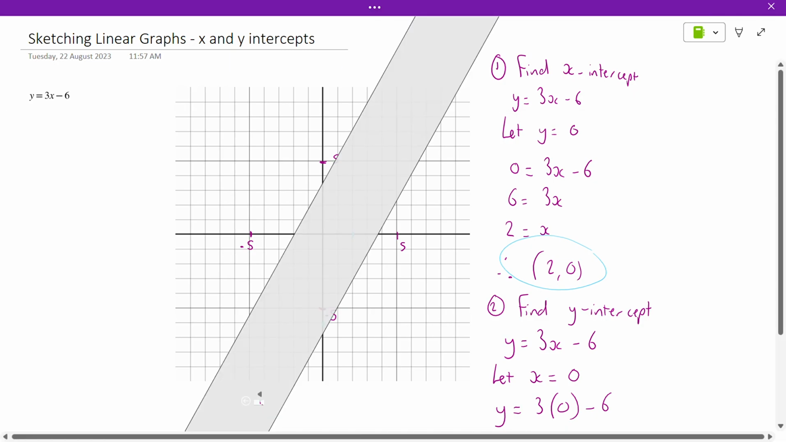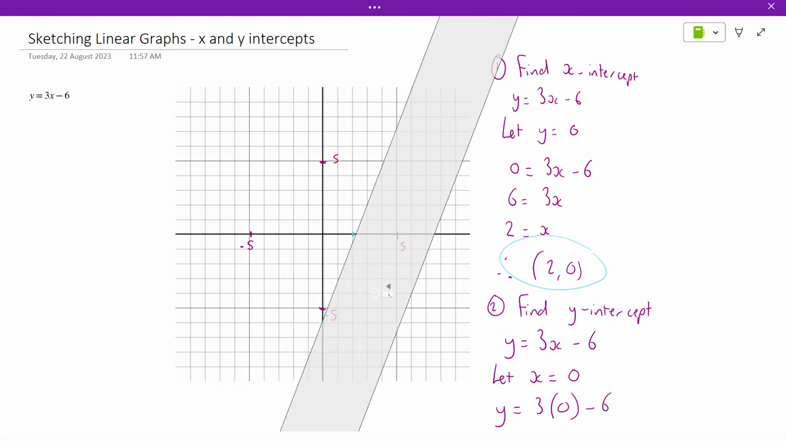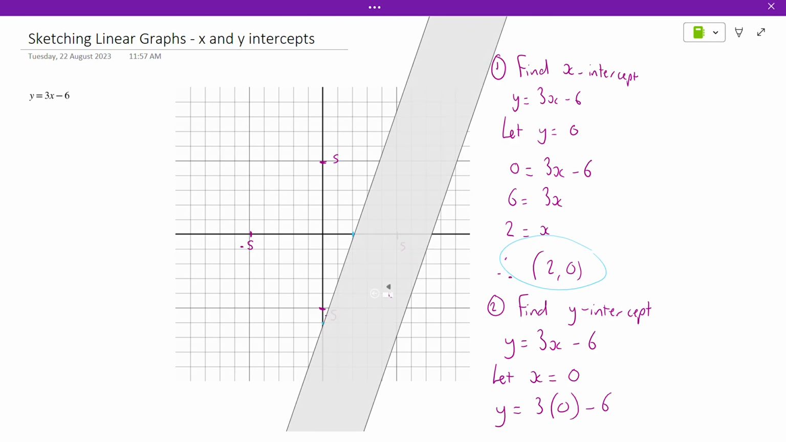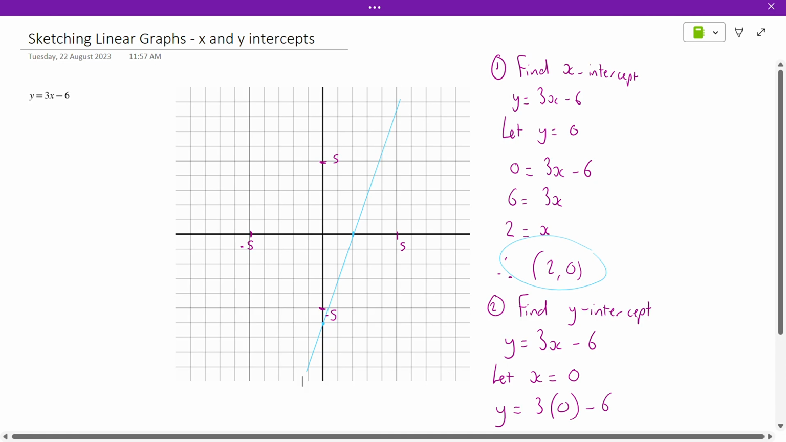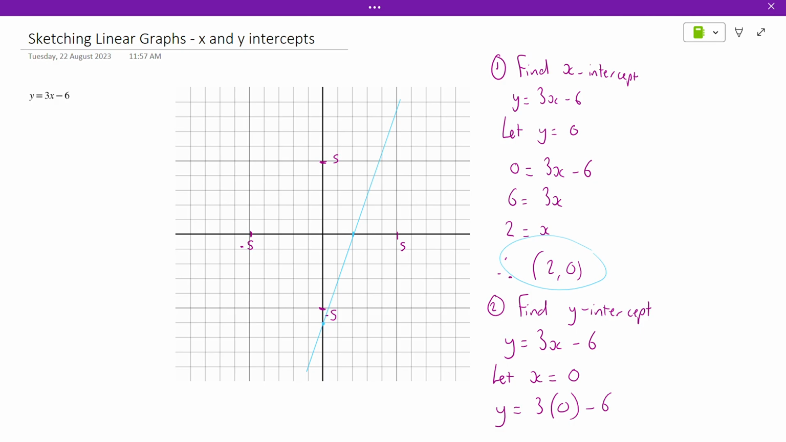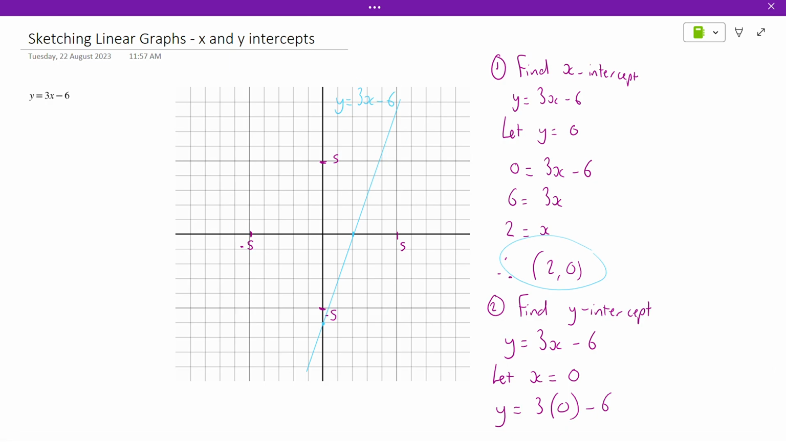Okay, now I'm going to get my ruler out and I'm just going to draw a straight line between these two coordinates. So let's try and get this as close as possible, see if my pen is going to work. Okay, let's get rid of that ruler, and final step, we're going to label this line. So I've got y equals 3x minus 6.